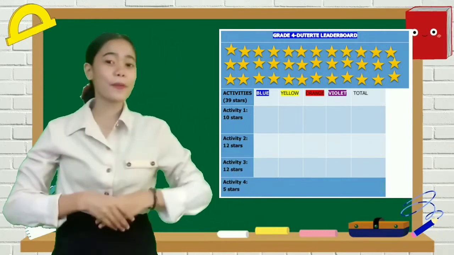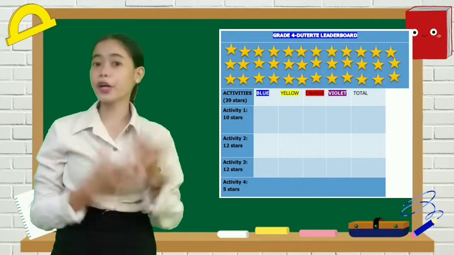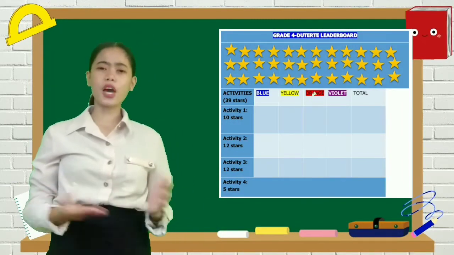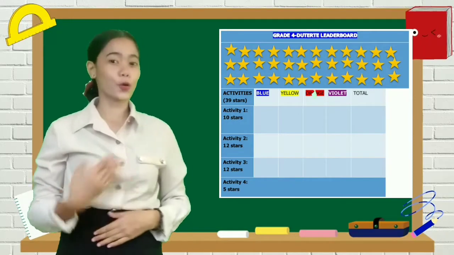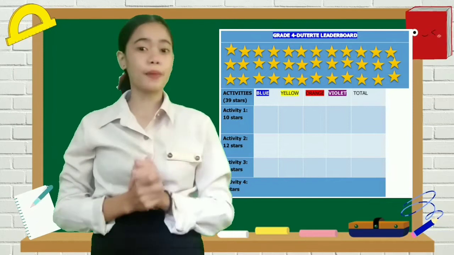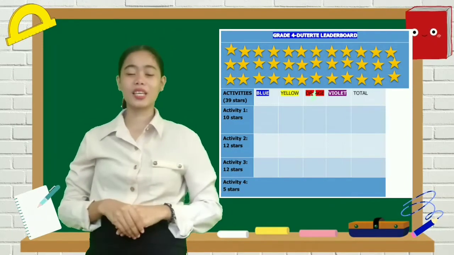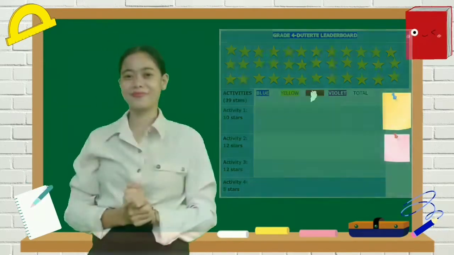Okay, class, I present to you here the leaderboard. Written here are your team colors. Your group will earn stars every time you participate in discussions and activities. The groups who will earn the most stars will be awarded and will receive a trophy. So Grade 4 Duterte, do your best!